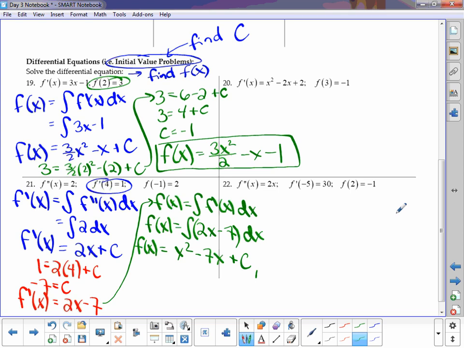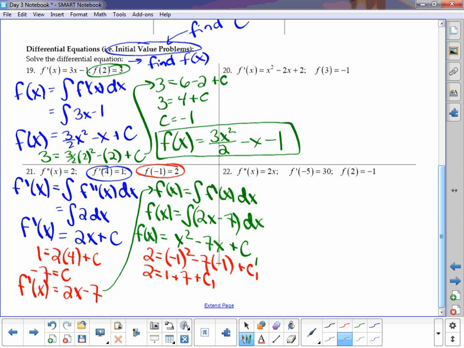Okay. Again, we have our initial condition. So my y value is 2. My x value is -1. Solve here. We get 2 equals 1 plus 7, let's see, that's 8. Subtract it over, c equals -6. So finally I can say my original function, the specific solution that will pass through this point, given those derivatives, is x squared minus 7x minus 6.